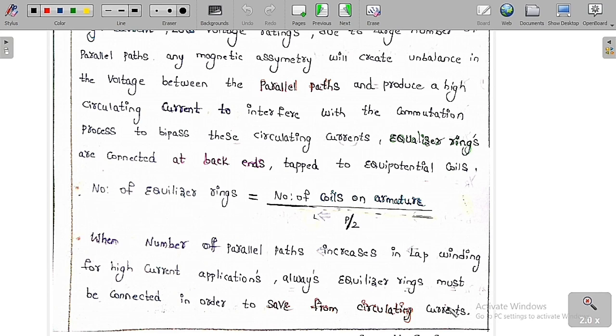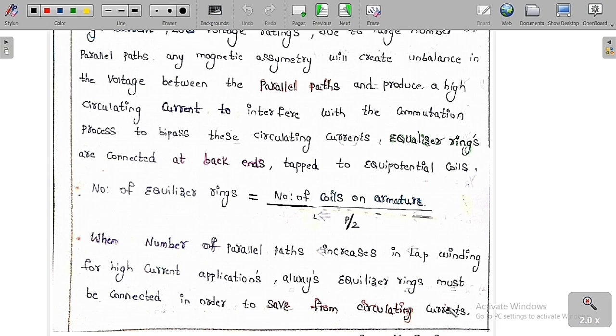Because for lap winding, the large number of parallel paths is equal to the number of poles. So the current rating increases and the voltage rating decreases. All the parallel paths should have the same amount of voltage. But due to some magnetic asymmetry, the voltages may not be equal across the parallel paths. Because of this, circulating currents are going to be produced. Therefore there are huge losses, and commutation may fail.